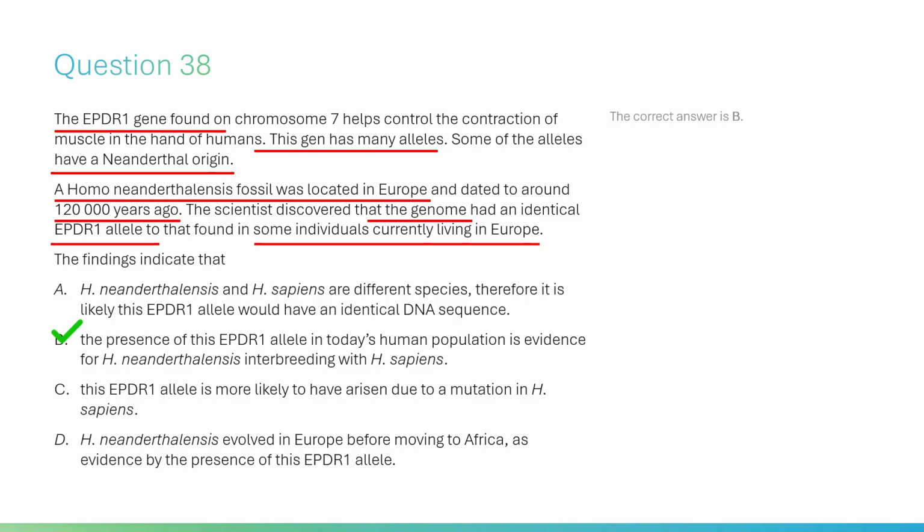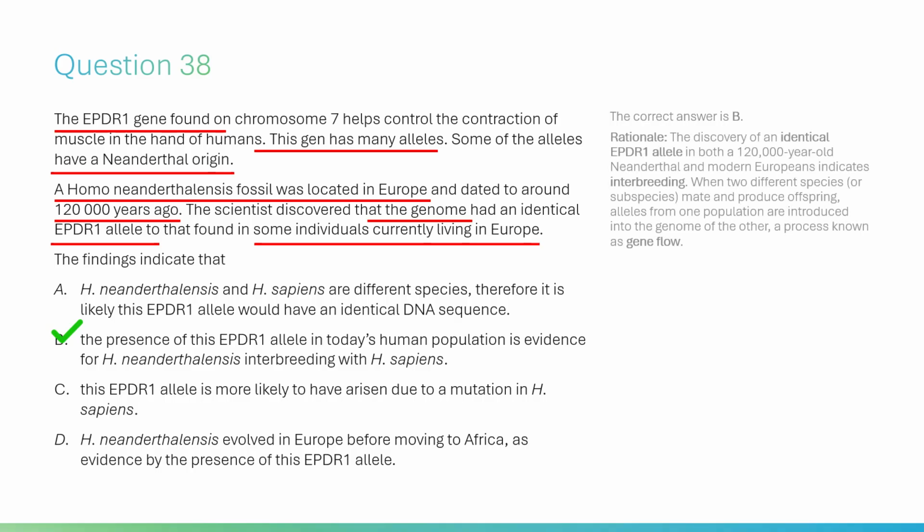Rationale. The discovery of an identical EPDR1 allele in both a 120,000-year-old Neanderthal and modern Europeans indicates interbreeding. When two different species, or subspecies, mate and produce offspring, alleles from one population are introduced into the genome of the other, a process known as gene flow.